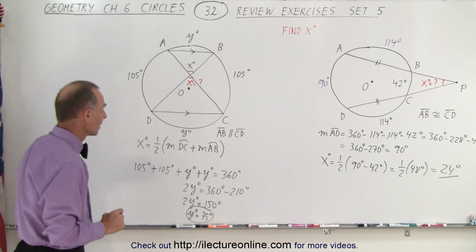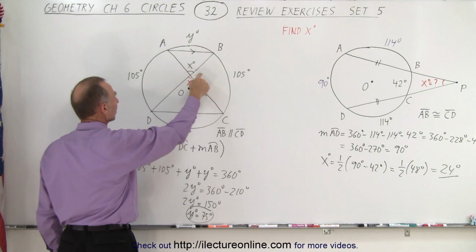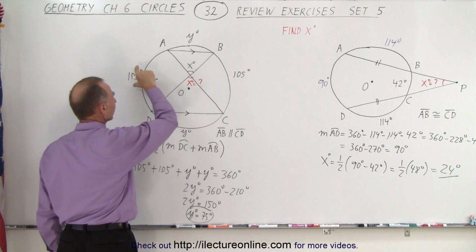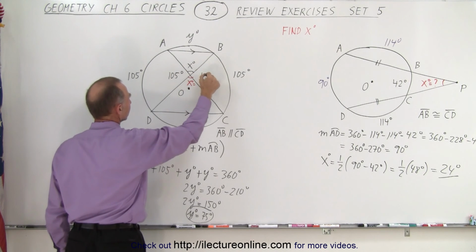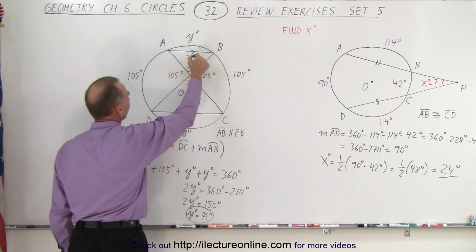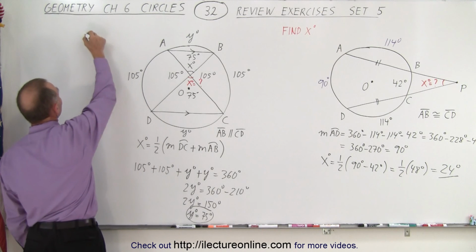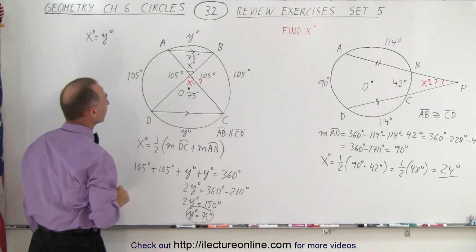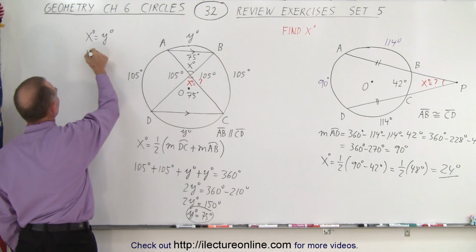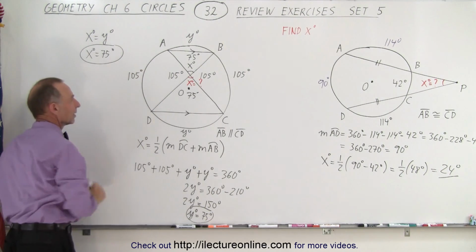Now, that means that all these angles must add up to 360 degrees, so that this angle must be equal to 105 degrees, this angle must be equal to 105 degrees, and this angle must be equal to 75 degrees, and this angle must be 75 degrees. In other words, we can conclude that x degrees must equal y degrees, and therefore we can say that x degrees equals 75 degrees. And that is how it's done.